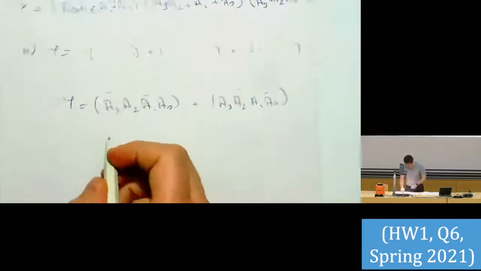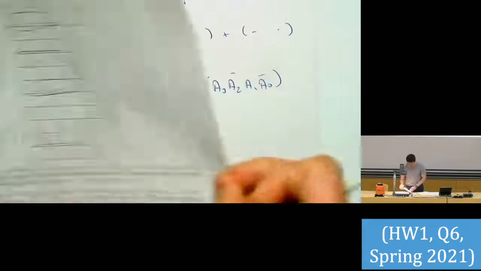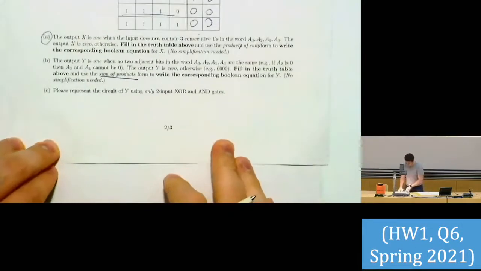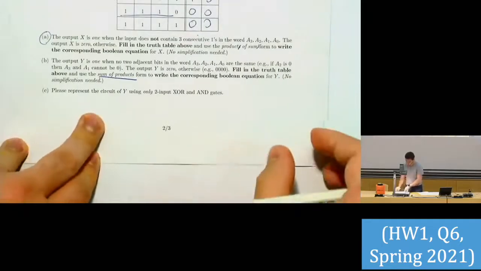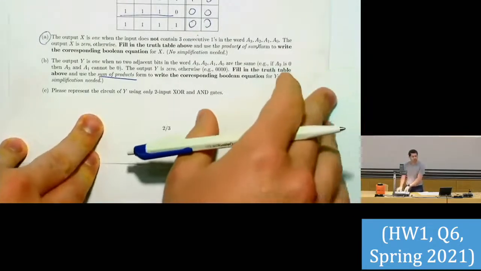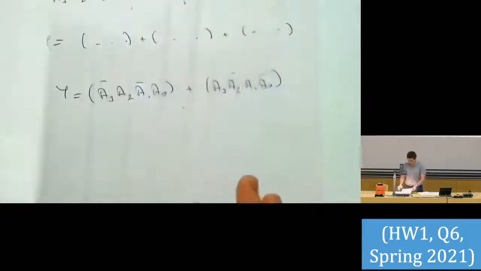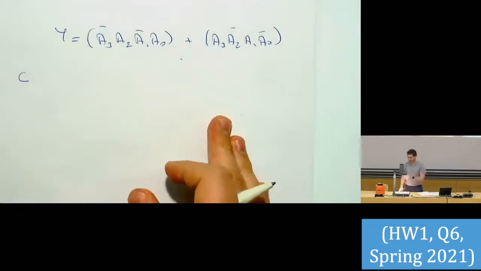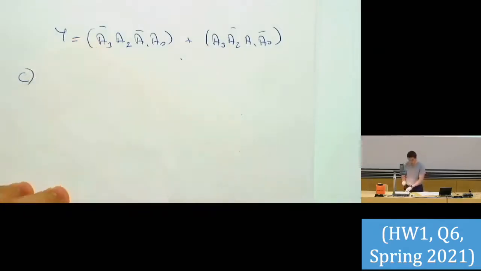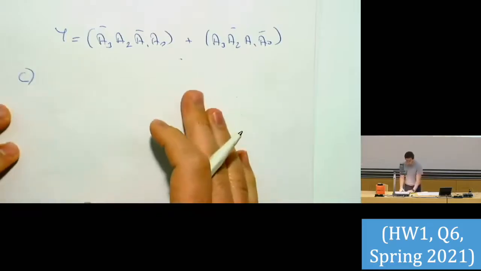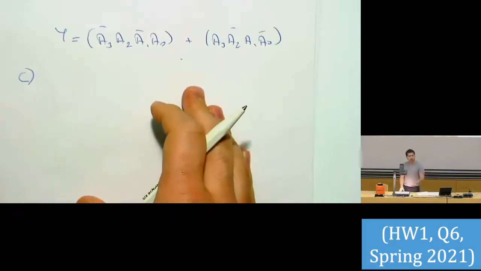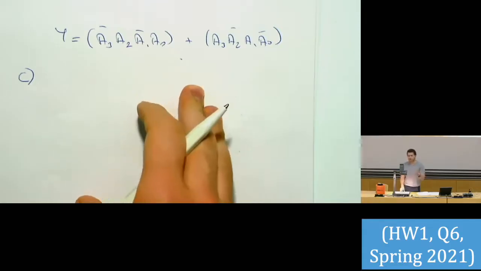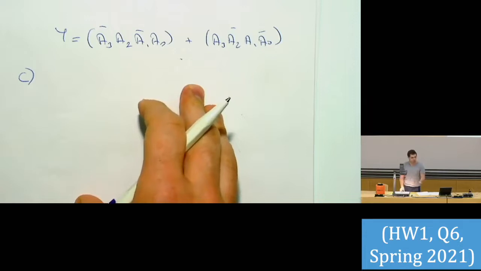So for C, it says, please represent the circuit of Y using only 2 input XORs and AND gates. I'll write the circuit in a very intuitive way, and also I'll show you the equation later. But very intuitively how you should be thinking is, for Y, I shouldn't have any 2 adjacent inputs equal to each other, right? So this means that those are basically XORs, right? So those shouldn't be equal to each other.